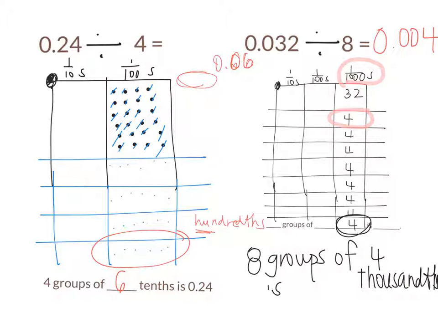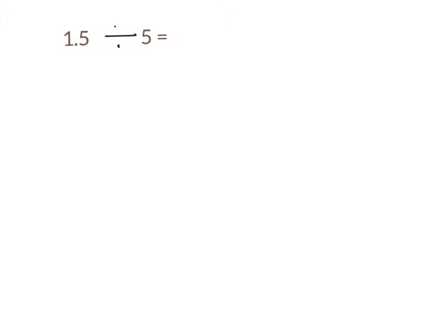Altogether, how many thousandths do I have? 32 whats? Good. Okay, so our sentence that you want to write at the end of this is 8 groups of 4 thousandths is 32 thousandths. Go ahead and write this in your notebook.